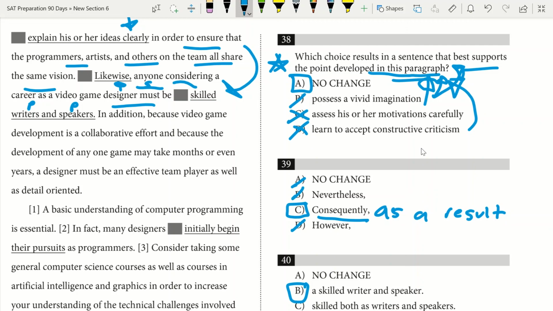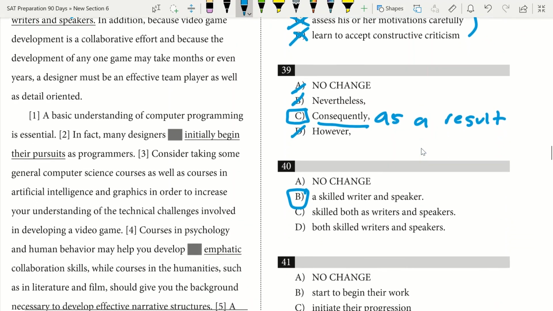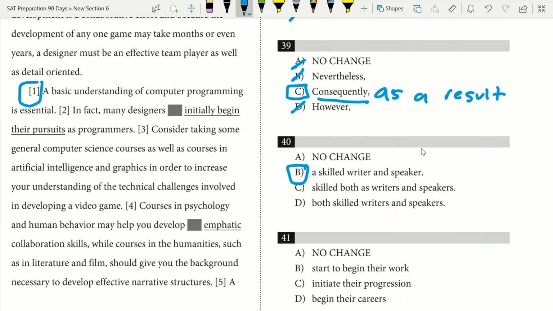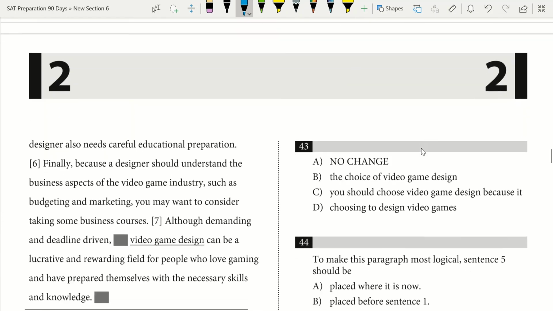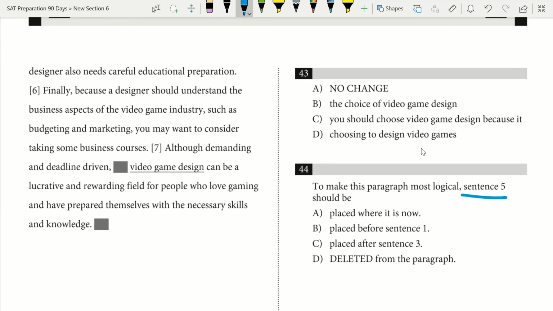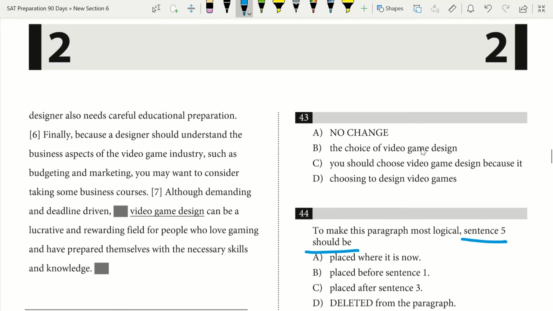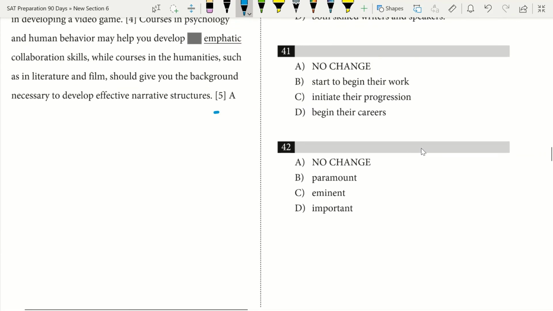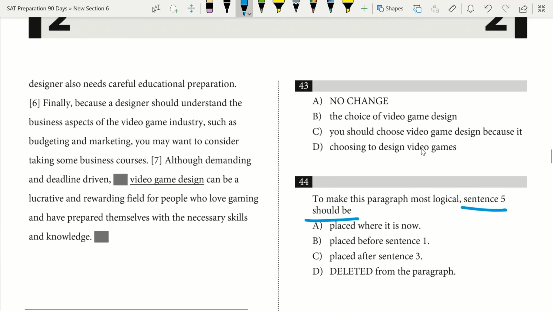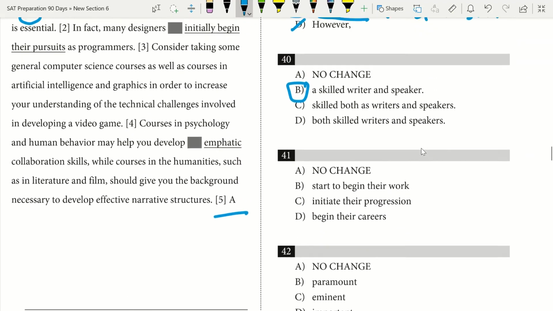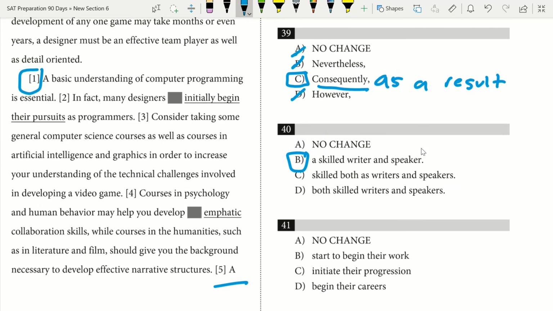All right, moving down, we've got question 41 now. I see I have a 1 here, so I'm going to be asked to place a sentence. So I'm going to go find the sentence I need to place. I see, to make this paragraph most logical, sentence 5 should be placed where? Let's read sentence 5. We have, A designer also needs careful educational preparation. So what comes after needs to be his educational preparation. Okay, so let's go back. We see a basic understanding of computer programming is essential. Okay, that could be something that's attained from education.